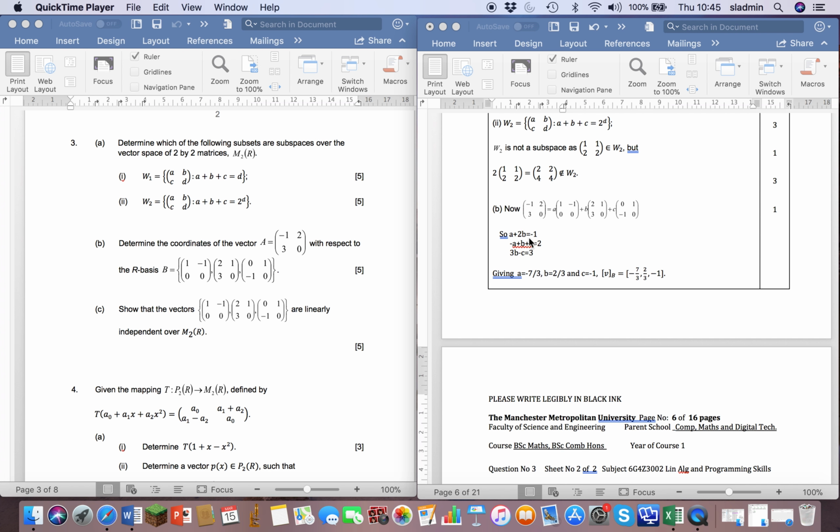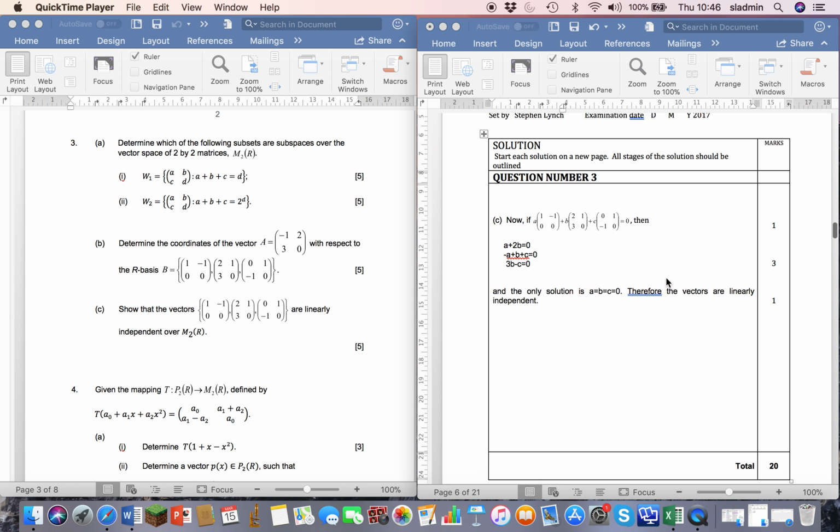And we get these three simultaneous equations, because in the final one we get 0 is 0. You solve these and we get a is minus 7 over 3, b is 2 over 3, and c is minus 1. And this is how we write down the coordinates. Remember, we use square brackets to represent coordinates.